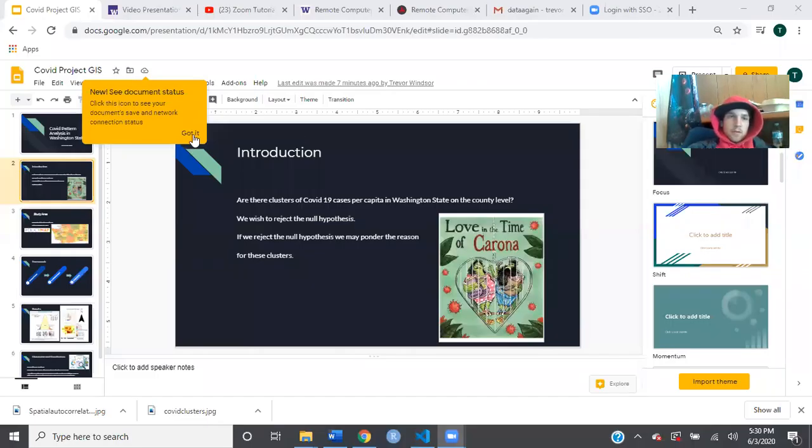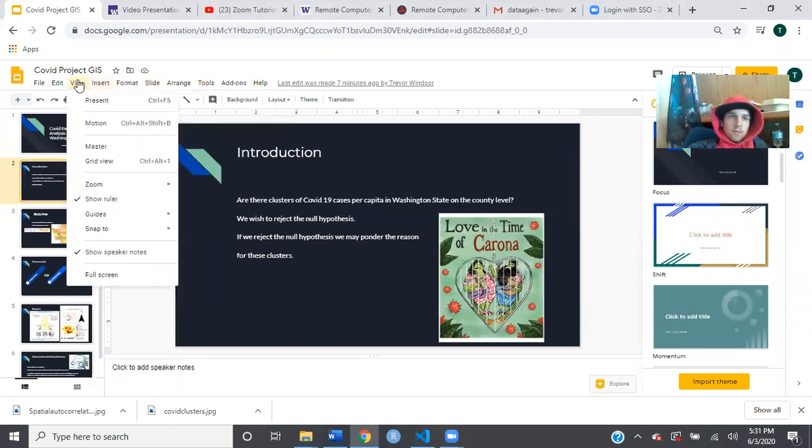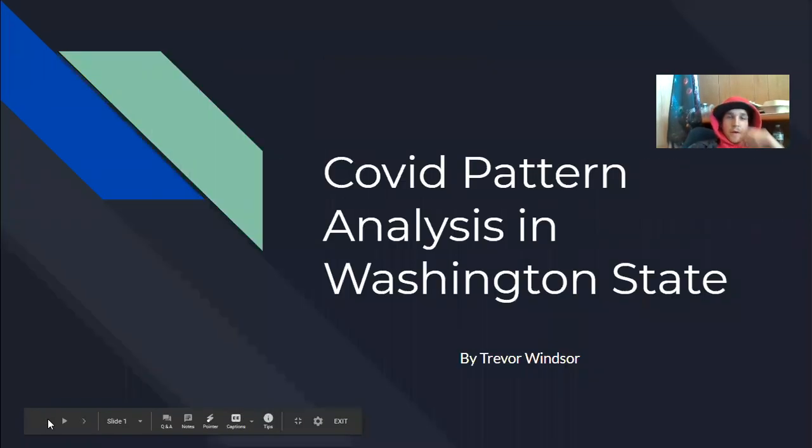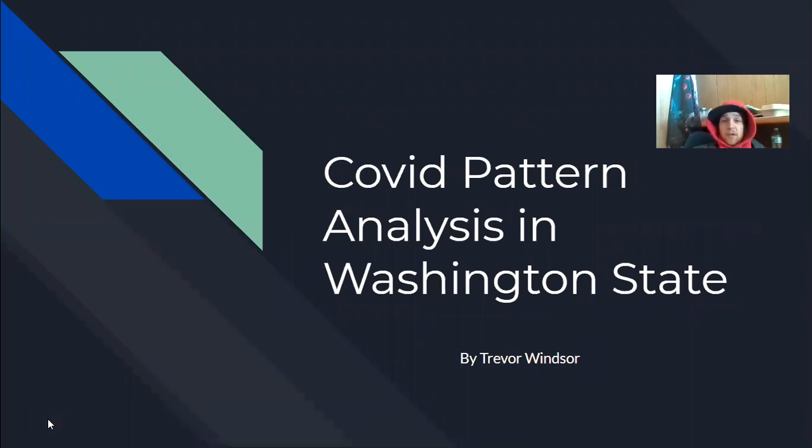Okay, I'm about to do my presentation. Welcome. Here it is. All right. COVID pattern analysis in Washington State.